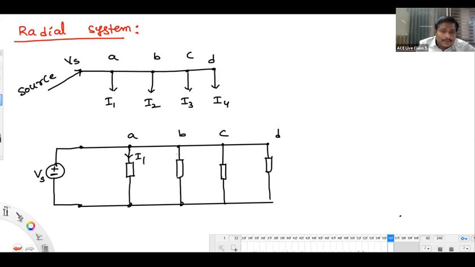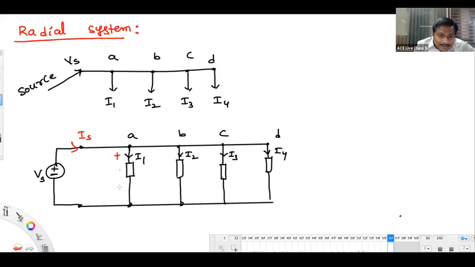Currents we have like I1, I2, I3, I4. Okay, next. Listen. What is the current supplied by the source here? What's the current supplied by source? Summation of all the currents, right? I1 plus I2 plus I3 plus I4. Summation is nothing but the source current.